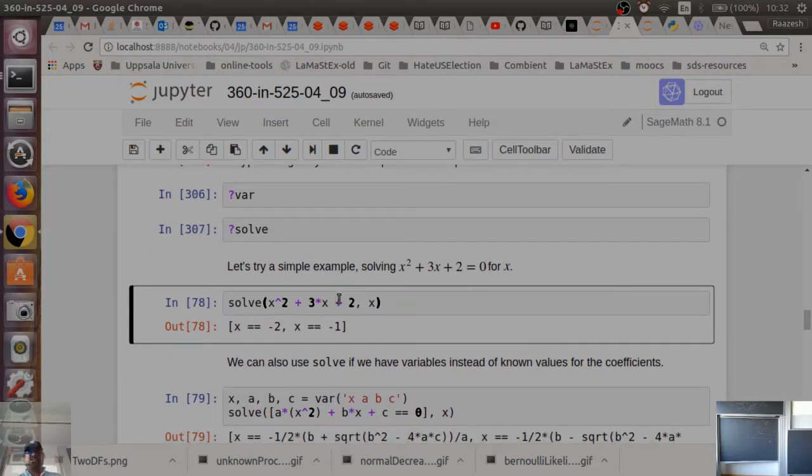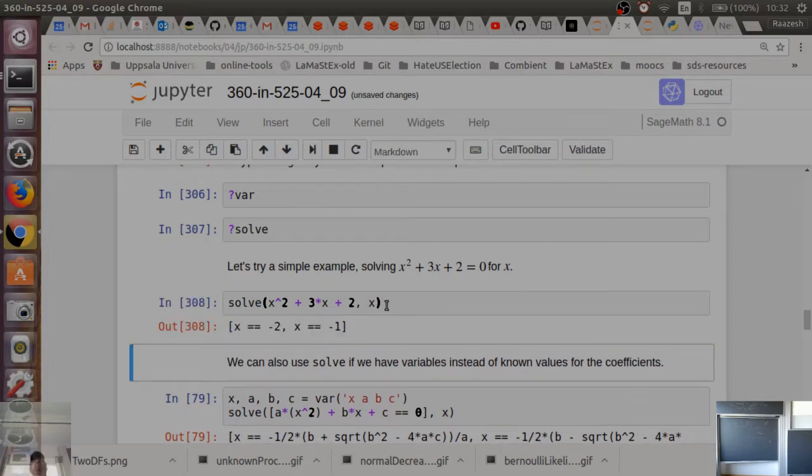You put the expression here, and then a comma, and then the variable you want to solve in terms of. So it says x is minus 2 or x is minus 1. That makes sense, right? 4 minus 6 plus 2 is 0, and 1 minus 3 plus 2 is also 0.